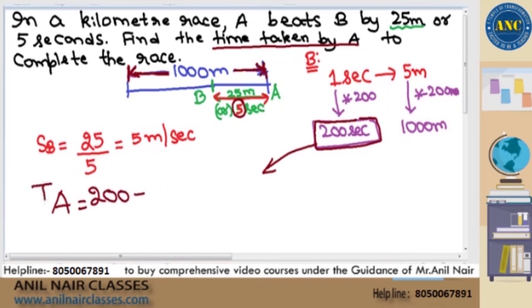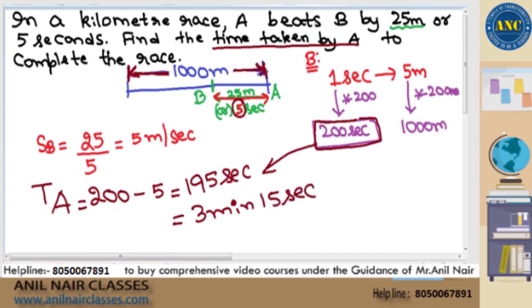So time taken by A is 200 minus 5. It is 195 seconds, which is also equal to 3 minutes and 15 seconds. Answer for this question is 3 minutes and 15 seconds. Very, very logical way of solving the question once again. I hope you are able to understand the methodology, sir.